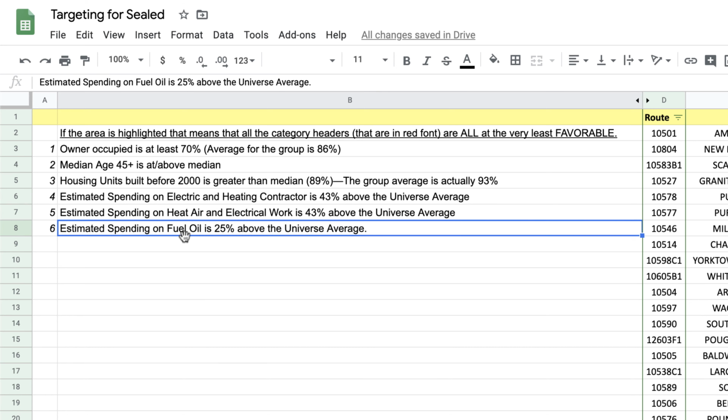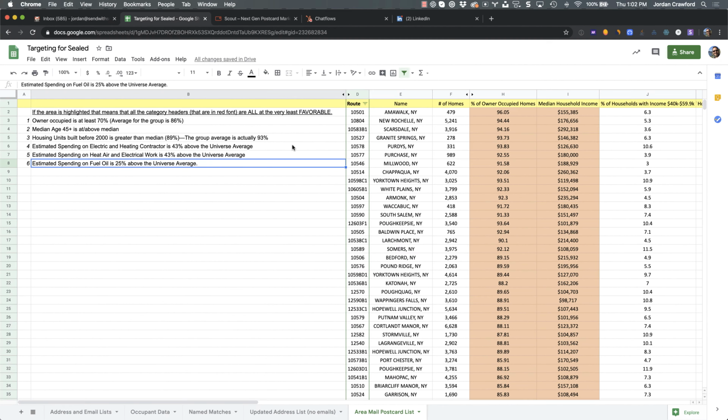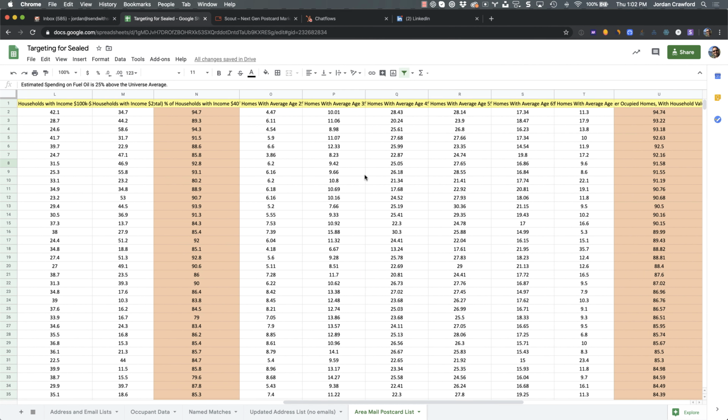And then in this case, actually, this is wild. The spending on fuel oil was really important to them. So what we did is we actually looked at the average spend on fuel oil. So you can see what this looks like.